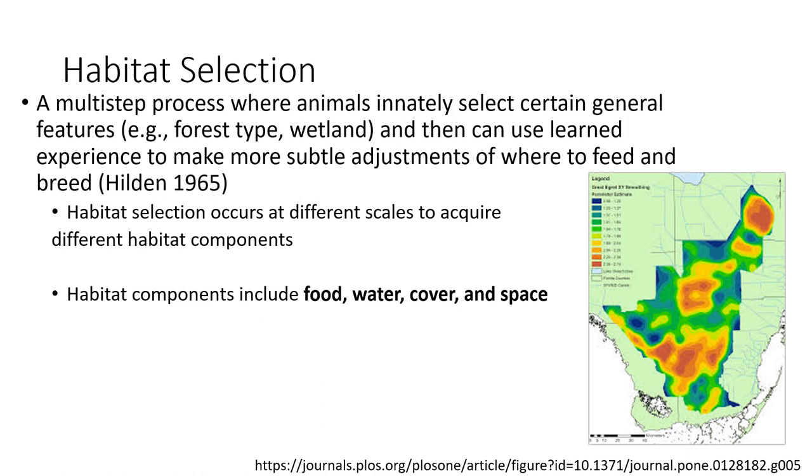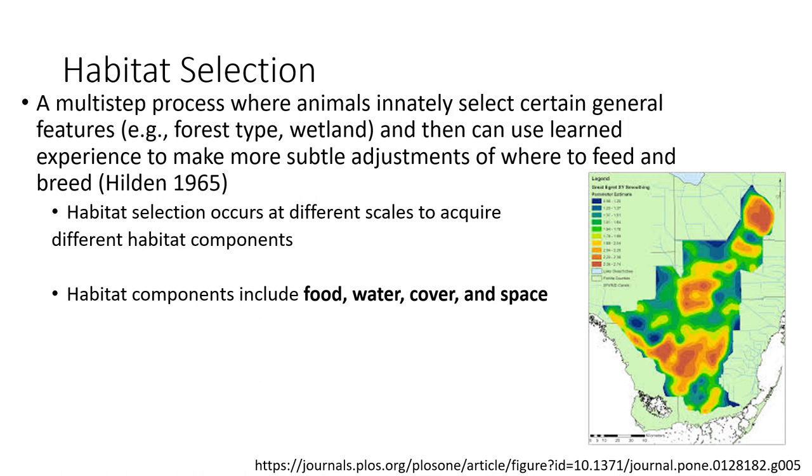The red are places that they intensively use. The blue, they are basically avoiding. And this is pretty typical that we see from individuals in a population. They don't evenly use the landscape because resources such as food, water, cover, and space are unequally available to them across the landscape. Now you may think, well, how is space unequally available?